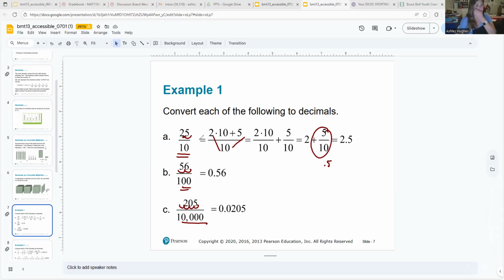You're dividing by 10, so it means you move the decimal over 1. Here you're dividing by 2 tens, 10 squared, so you're going to move over 2. You're dividing by 4 tens, or 10 to the fourth, so you're going to move it over 4 spots, which gives you that 0.0205.